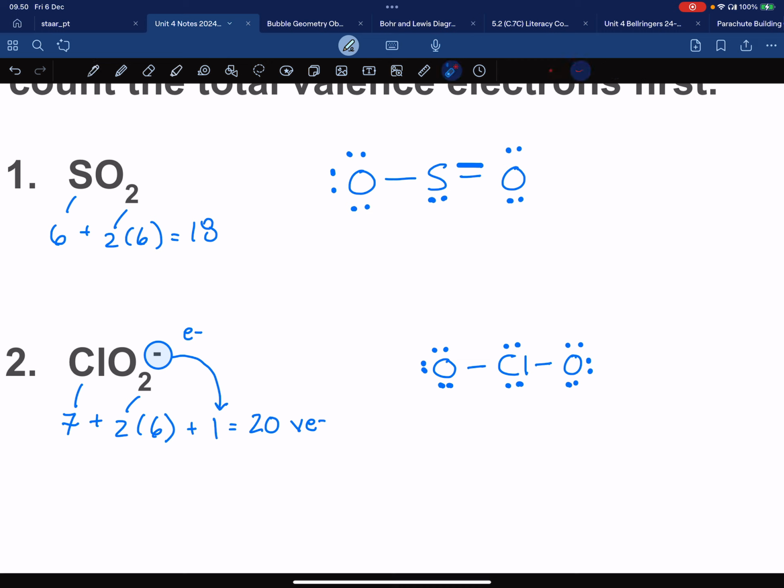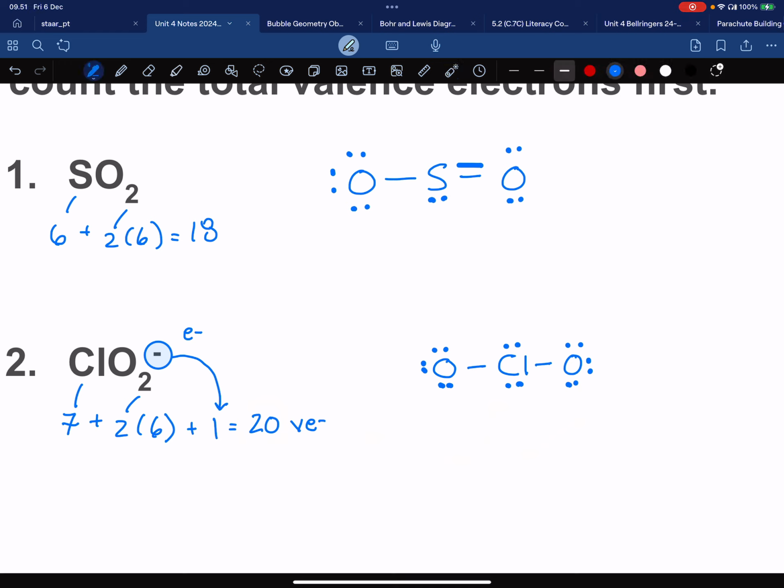Do my octet check. 2, 4, 6, 8. Check. 2, 4, 6, 8. Check. 2, 4, 6, 8. Check. Do my total number check. 2, 4, 6, 8, 10, 12, 14, 16, 18, 20. They're equal. Check. That is a good structure.